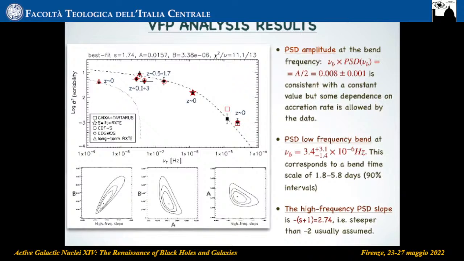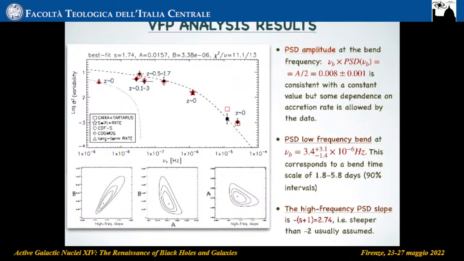So if you look at the parameters that are coming out from this, what you get as a result is that you have an amplitude of this power spectrum that is in agreement with what was found in the literature so far for nearby AGN. This fits also the high redshift sample. You have a low frequency band of around 3 days.